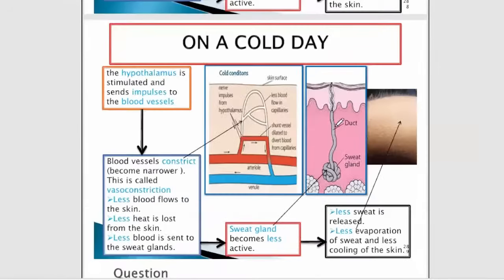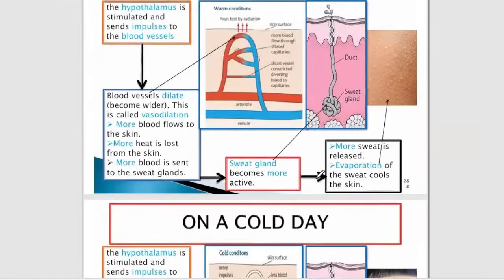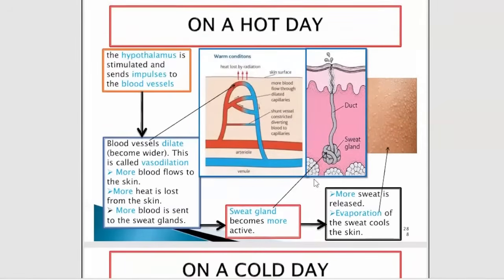Yes, if you look at our distinction material book, this is what they are trying to say. The hypothalamus is stimulated and sends impulses to the blood vessels. The blood vessels dilate. This is called vasodilation. More blood flows to the skin.